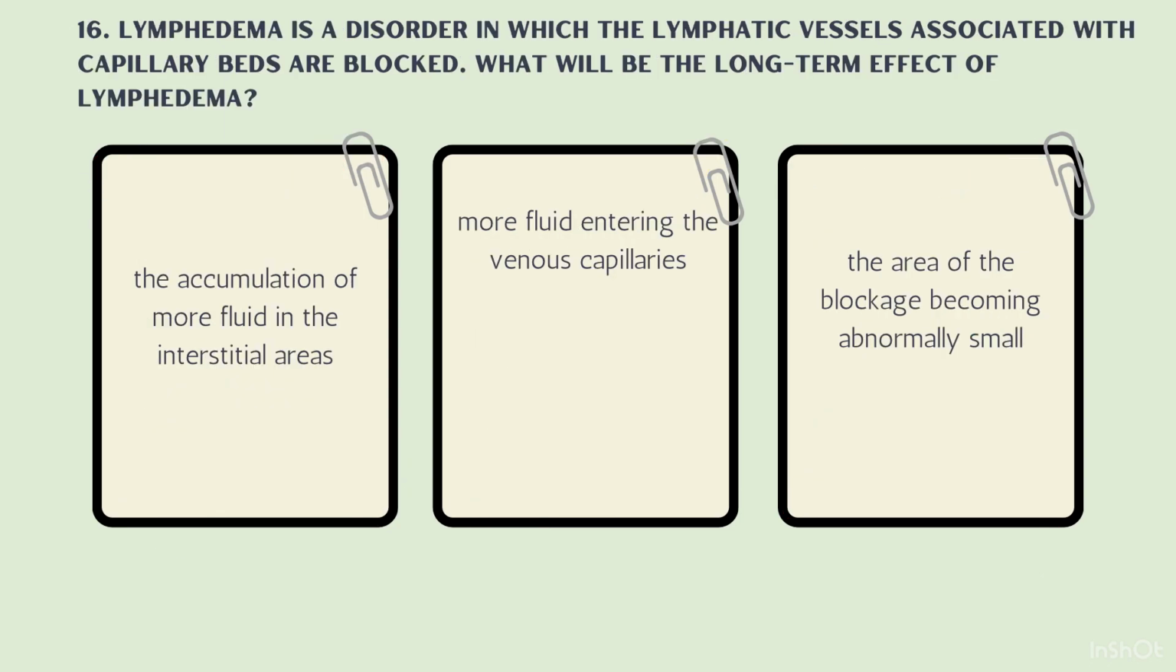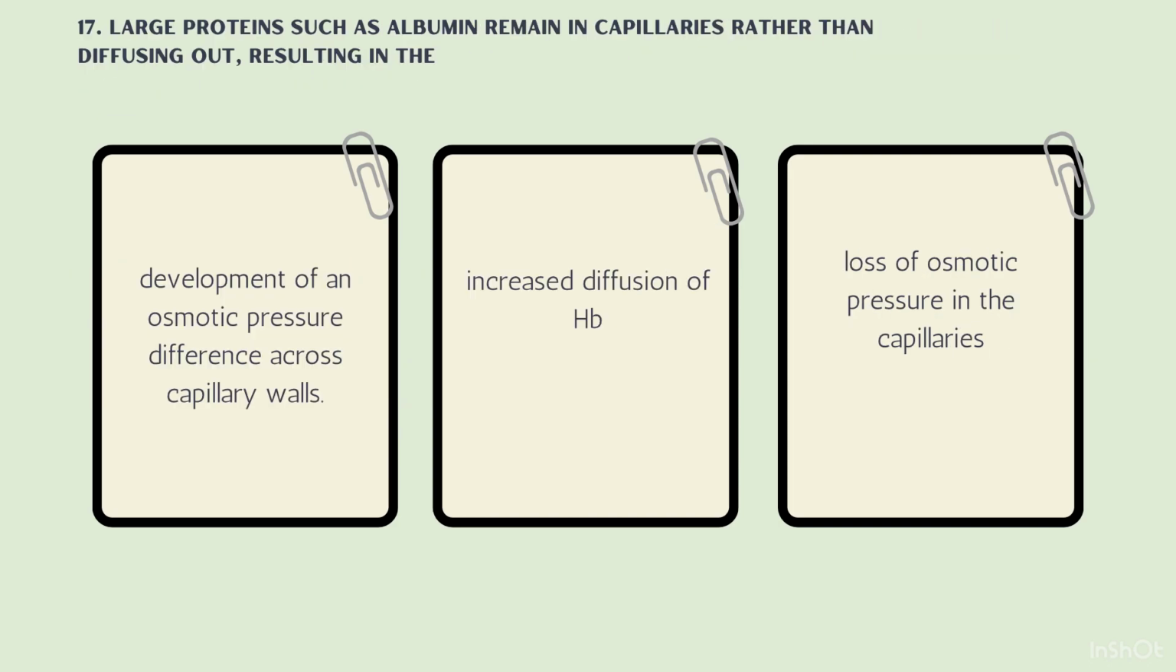16. Lymphedema is a disorder in which the lymphatic vessels associated with capillary beds are blocked. What will be the long-term effect of lymphedema? This is going to be the accumulation of more fluid in the interstitial areas. Number 17. Large proteins such as albumin remain in capillaries rather than diffusing out, resulting in development of an osmotic pressure difference across capillary walls.